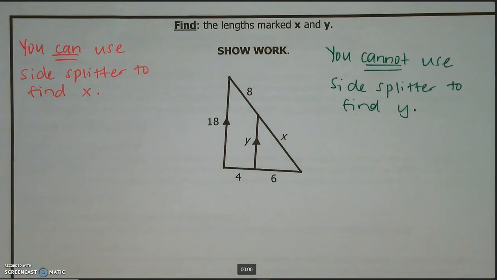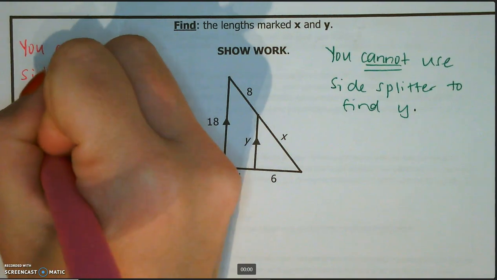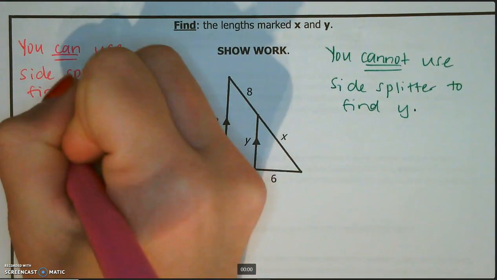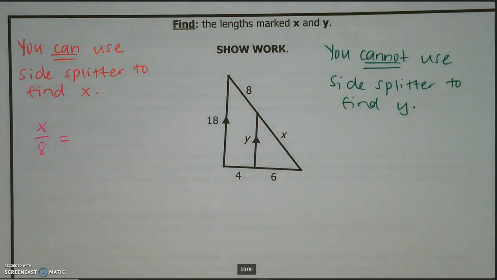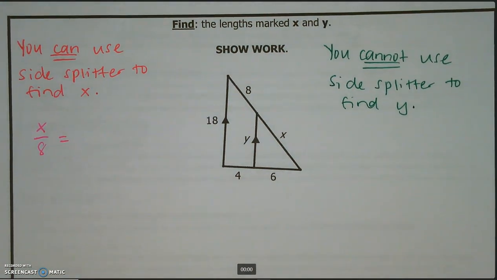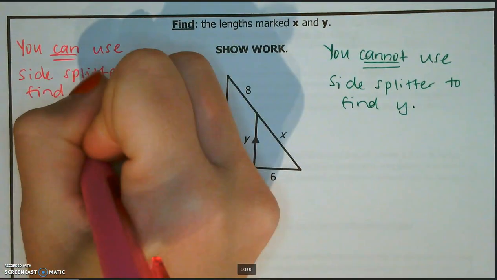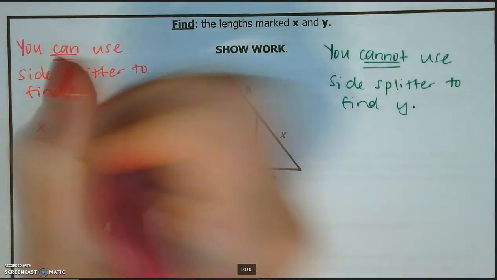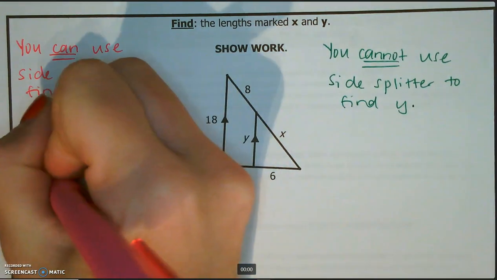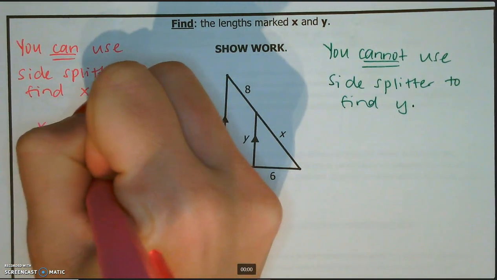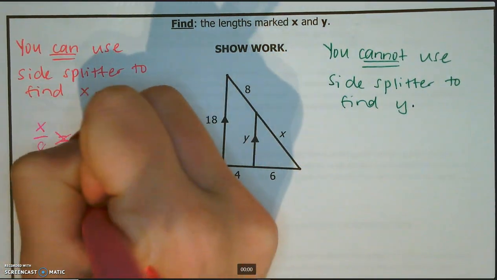All right, let's solve both of these cases. Let's start with X. I'm going to set up the first fraction. If I were to do this part over that part, so X over 8, what would have to be on the other side? Got 6 over 4. All right, so we are going to get 4X is equal to 48, which means X is equal to 12.